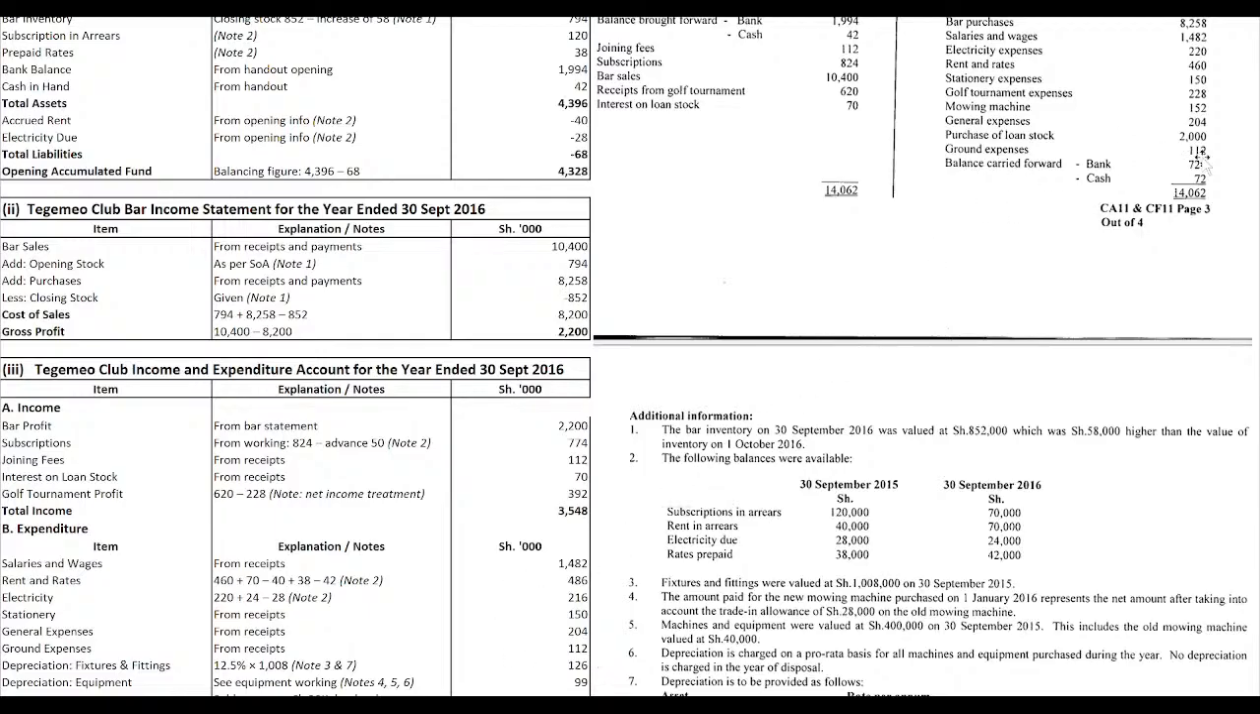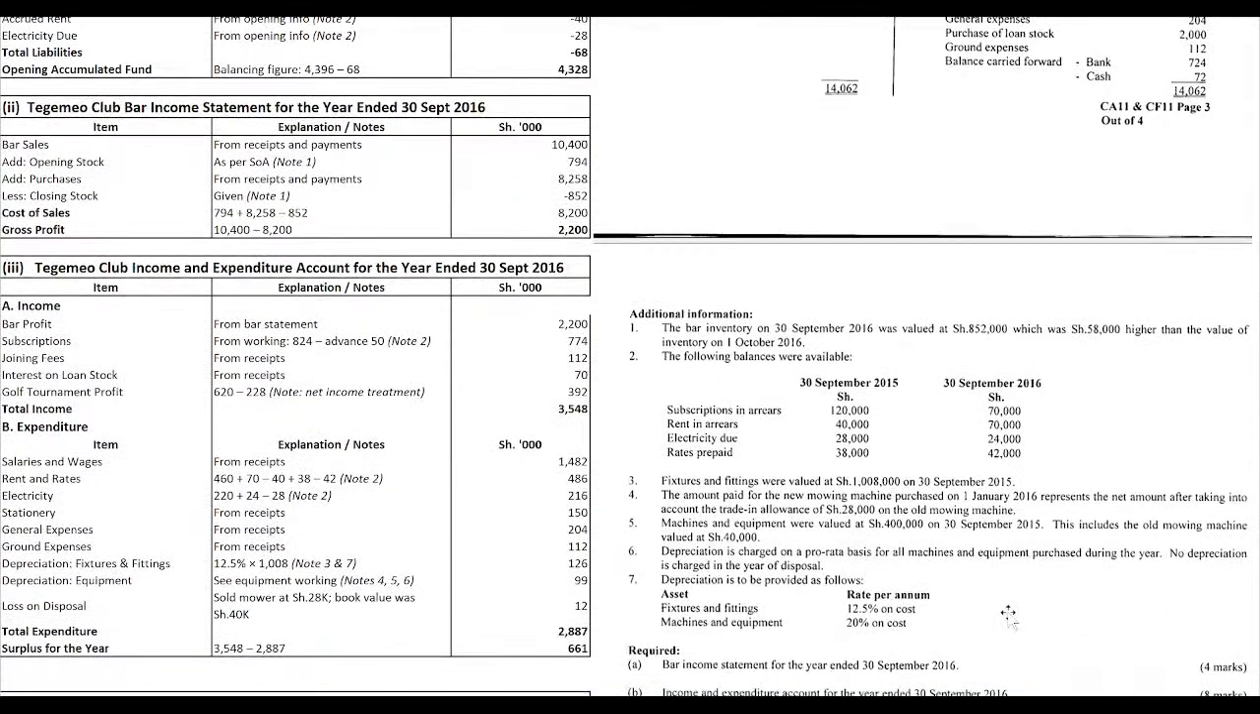From the expense receipts, we have now to calculate the depreciation. So for the depreciation, you have been given 12.5% on fixtures and fittings. So you have to calculate this one, 12.5% times 1008. That one is given in notes 3 and 7. Then you also have to calculate the depreciation on equipment. So this one we are going to see the working below as well as from our notes 4, 5 and 6. So let's first of all look at that working.